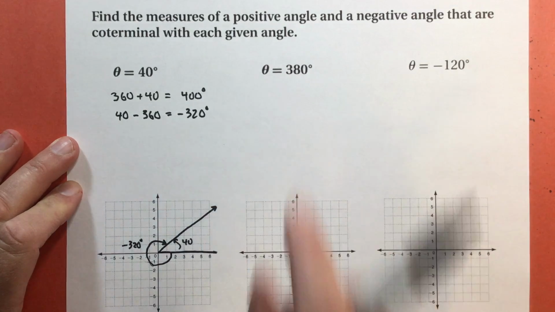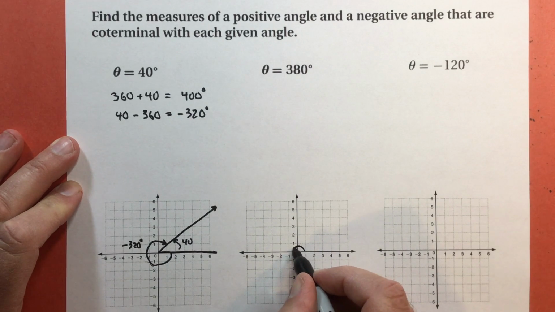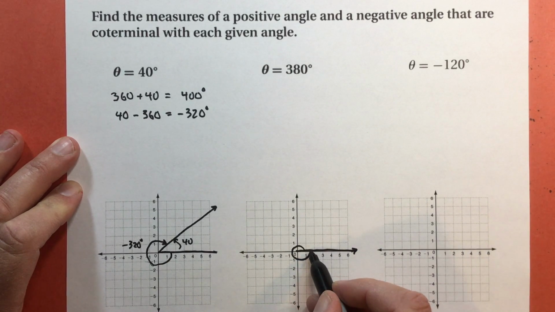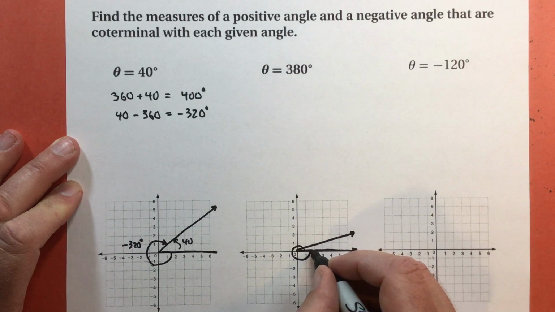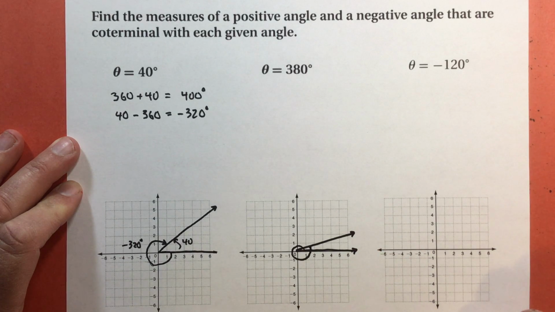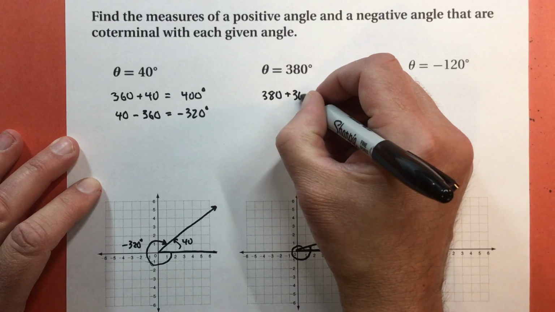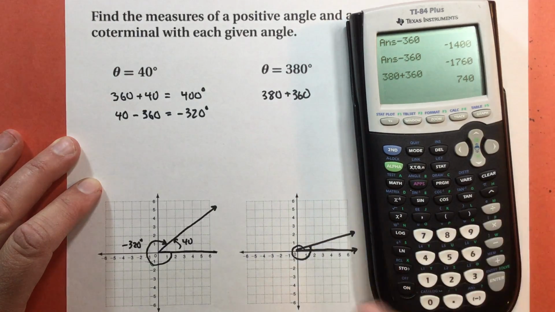Now notice about 380 degrees, that's already more than 360. So if I go all the way around, and yes, again, here's my initial side, I've done 360 degrees, and I need only 20 more degrees to end up at 380. So I could do 380 plus 360, and I'm going to get 740. There's nothing wrong with that. That's if I start here and go all the way around again.